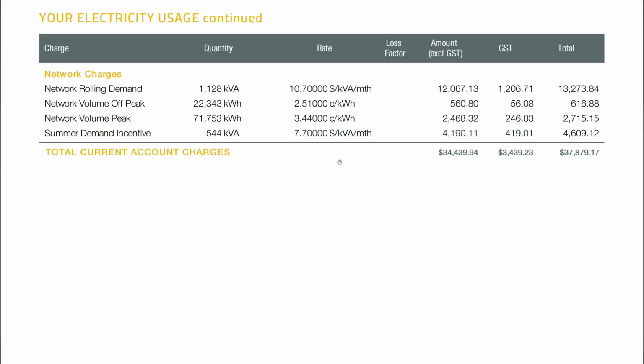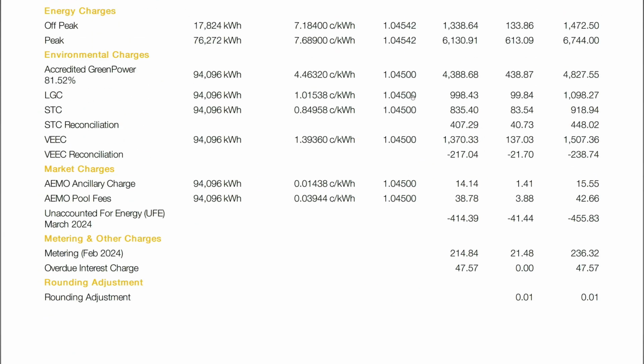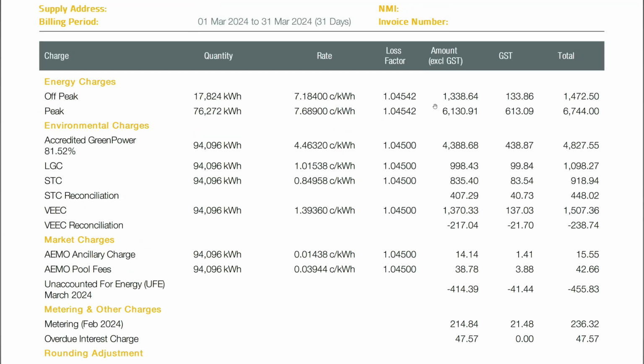And here's the costs. So network rolling demand is what they call peak demand. And there's that number, 1128. So it's 1,128 kVA multiplied by $10 gives you 12,000. So on this electricity bill, the building owner is paying $12,000 for the peak demand costs. They're only paying $7,000 for the consumption costs. So it's a real significant number, the peak demand.